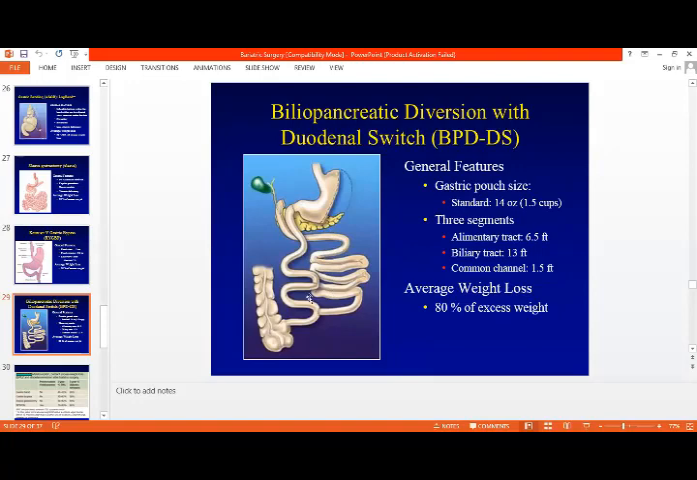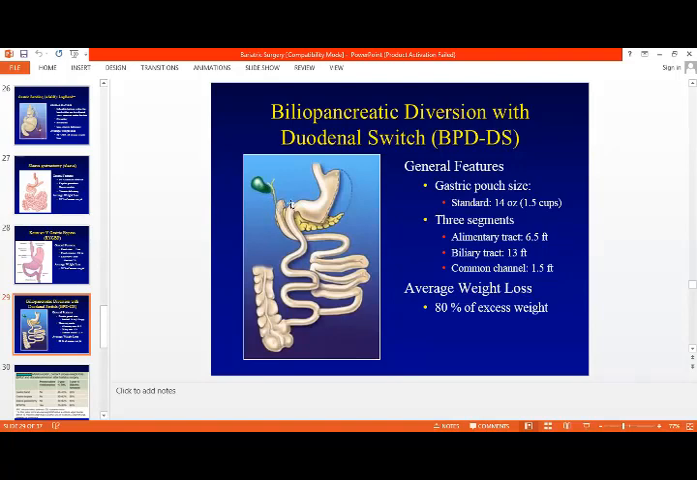And then the terminal ileum is divided, and the distal terminal ileum is brought up and joined at the pylorus with the stomach. This is a new duodenum actually. So the duodenum is switched. The terminal ileum comes up and becomes the duodenum, and the main duodenum is still there, but it is only acting as a drainage for the bile and the pancreatic juice.